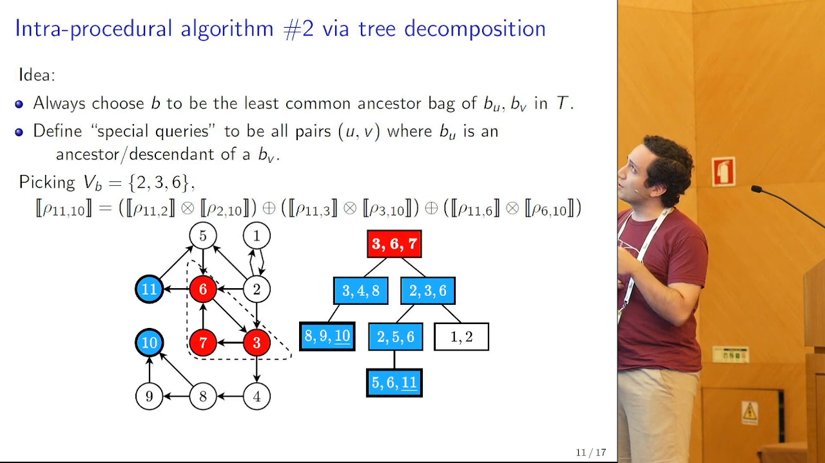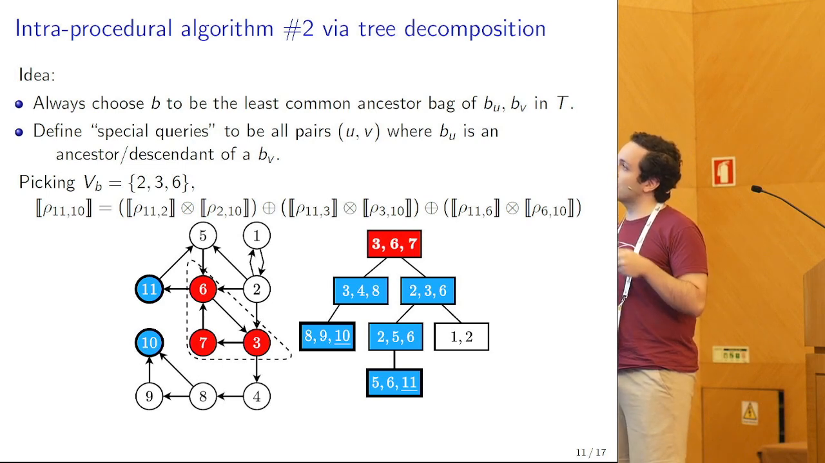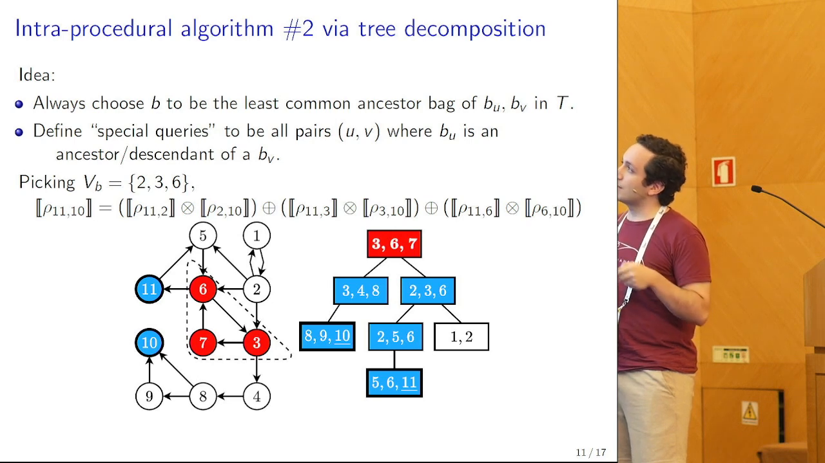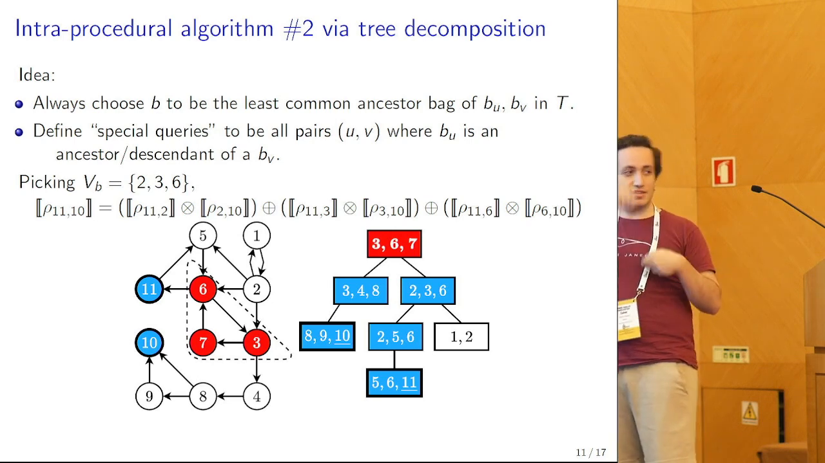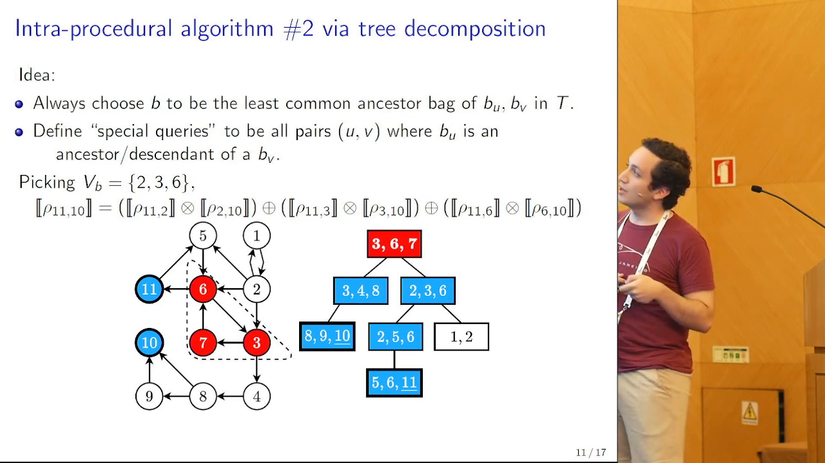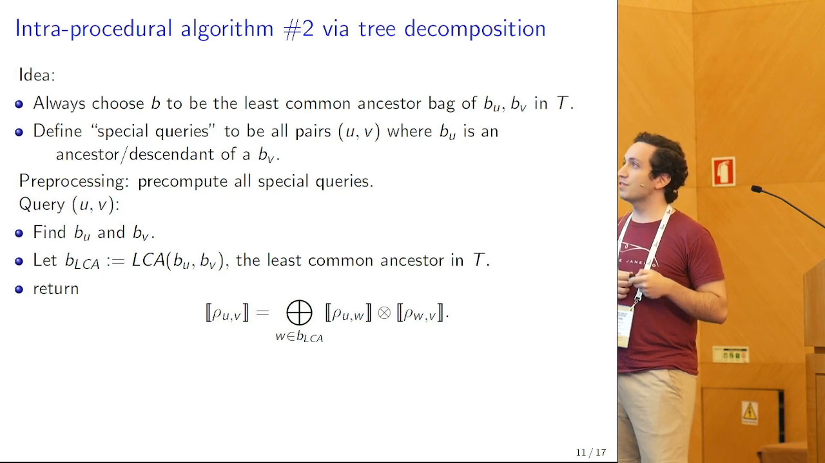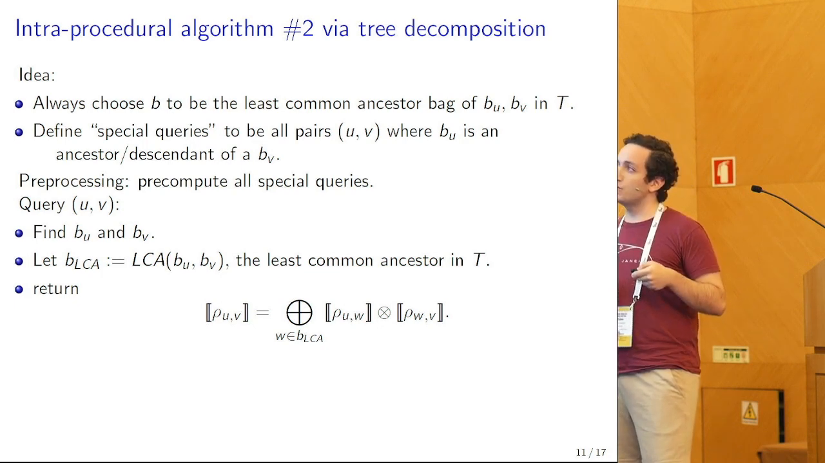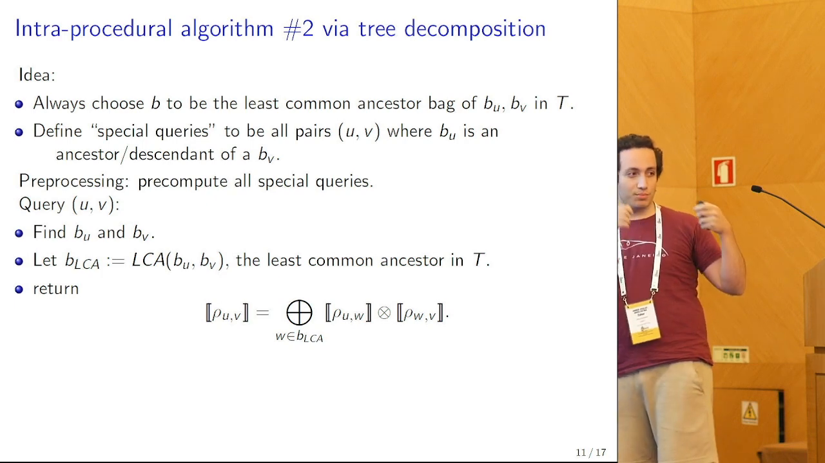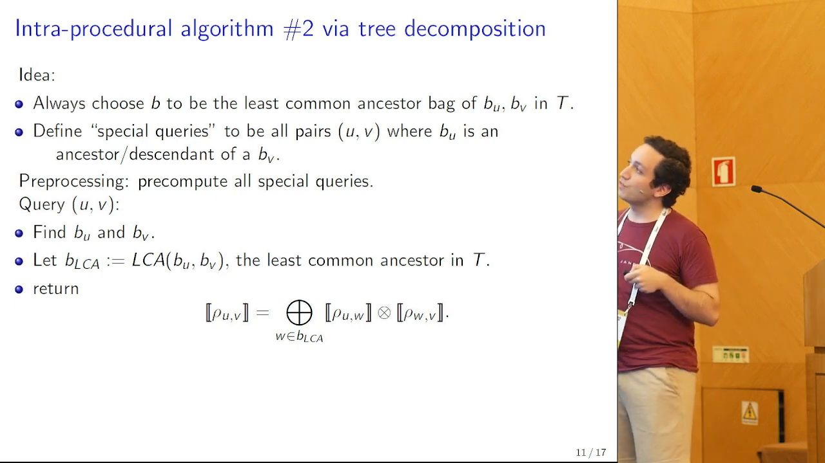And by this choice, our special queries, we can define it to be all pairs of nodes whose corresponding bags in the tree decomposition are in an ancestor-descendant relationship. And this already gives us an algorithm. In the pre-processing phase, we pre-compute all of these special queries. When we get a query UV, we find the two bags, BU and BV, we find their least common ancestor, and we apply this formula.